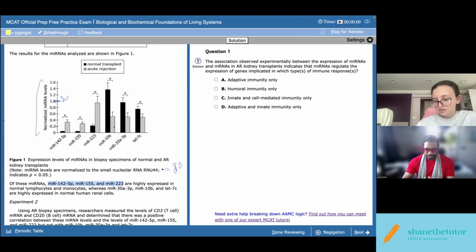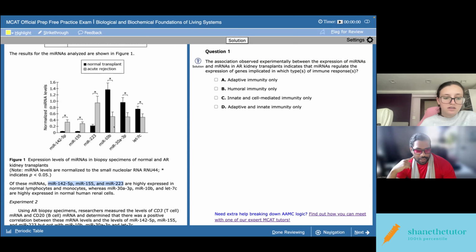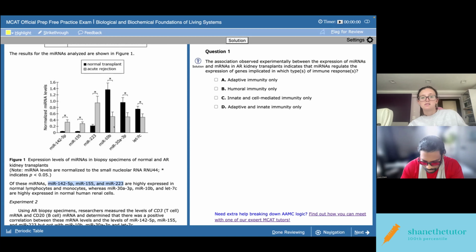That makes sense, especially for experiments. Yeah, good. And then you read that these are highly expressed in normal lymphocytes and monocytes, whereas those other ones are in renal cells. Oh, okay. That's interesting. Lymphocytes, monocytes, okay.